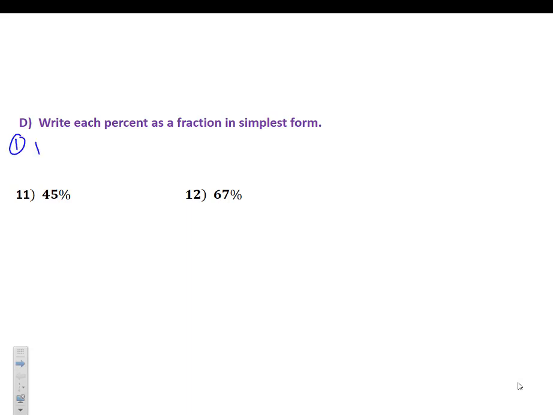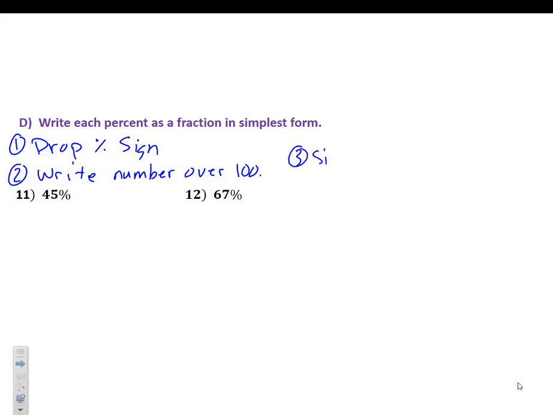Number 1, we're going to drop the percent sign. Number 2, write the number over 100, because all percents are out of 100. When we write it out of 100, we're not changing what we have. We still have the percent. And then, of course, we're going to simplify. However, we're going to treat it like a fraction when we simplify it, and we have to remember that fractions are special numbers. All right, go ahead and pause the video, write those down, and then join me for our examples.